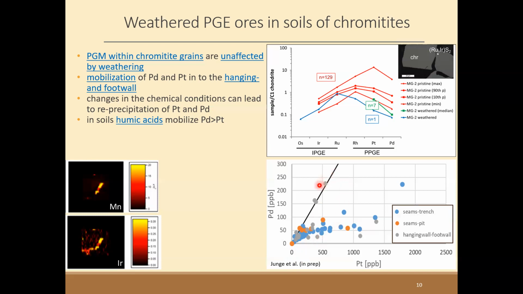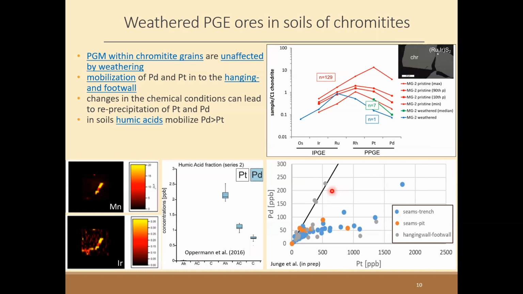But you can also see that the mobilization might not go so far. It can also end up just at the hanging and footwall. Certainly, some extent of the palladium is just washed out and diluted, precipitating somewhere. But experimental work also shows that it's just more mobile. We also extracted some of the organic matter in the soils and had a look at humic acid fractions. And then we could see that this is also contributing to mobilizing some of the palladium. So organic matter also plays a role in transporting palladium, more palladium than platinum, at least.